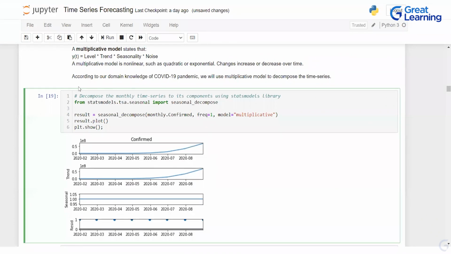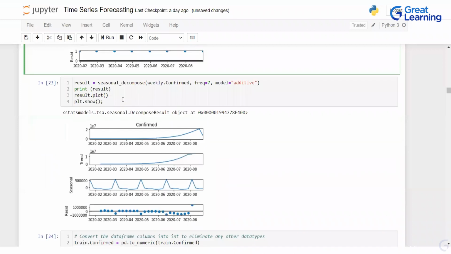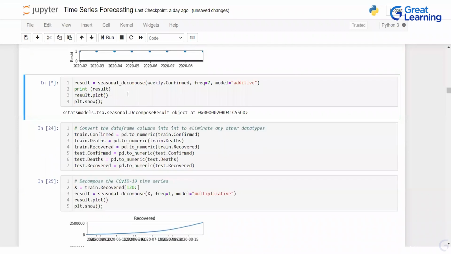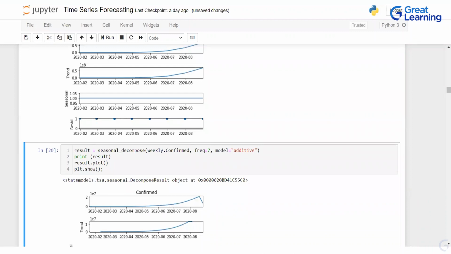This is your general series, okay? For confirmed cases, this is the trend. If you see, this is exponentially increasing, and this is seasonality, which is flat. There is no seasonality in the data. This is randomness. This is multiplicative. Since your trend is increasing exponentially, it becomes a multiplicative series. If it would have been a linear one, then it is an additive series. If you do this on additive, it will not give you a correct result. Thus, we know that this is a multiplicative series.